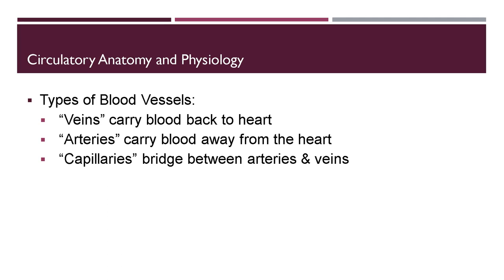There are 3 types of blood vessels. Veins carry blood back to the heart, arteries carry blood away from the heart, and capillaries, which are very small, bridge between arteries and veins. When veins carry blood to the heart, the blood is brought to the lungs to collect oxygen and remove carbon dioxide. This is called gas exchange.